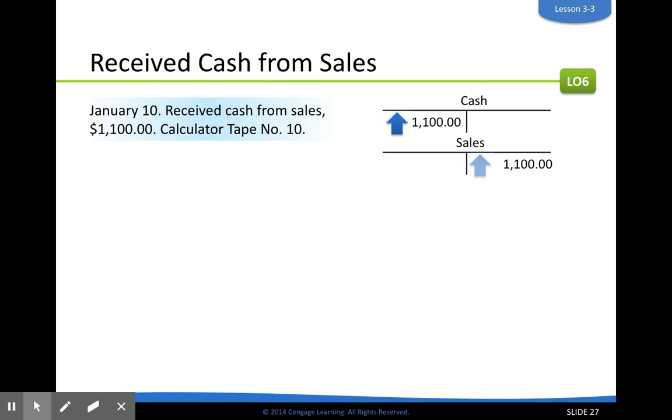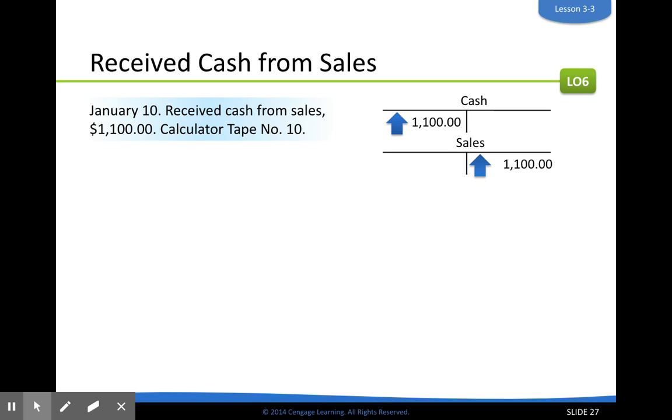You'll notice here that with our T-charts that we learned about in chapter 2, we would debit cash because we received cash. Assets increase with a debit, 1,100. And then we would credit sales, because sales can only increase. So we have cash and sales.